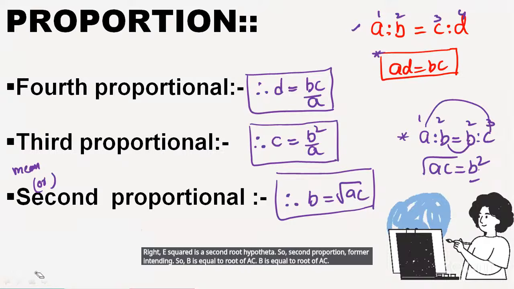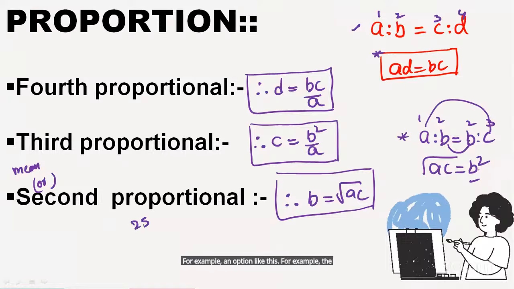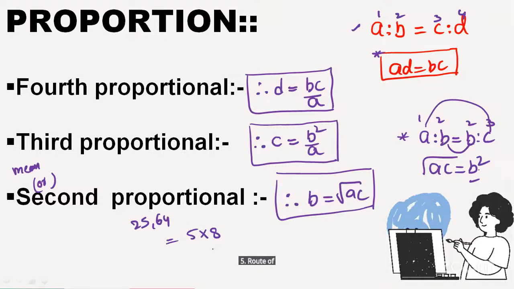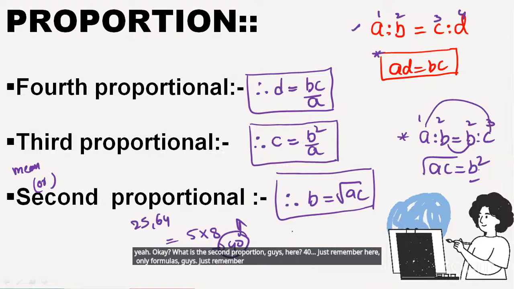For example, the question like this: 25, 64. Root of 25 is how much, guys? 5. Root of 64 is how much, guys? 8. 5 8s are 40. Then answer is 40, guys, here. Okay. What is the second proportion, guys, here? 40. Just remember here only formulas, guys, here.